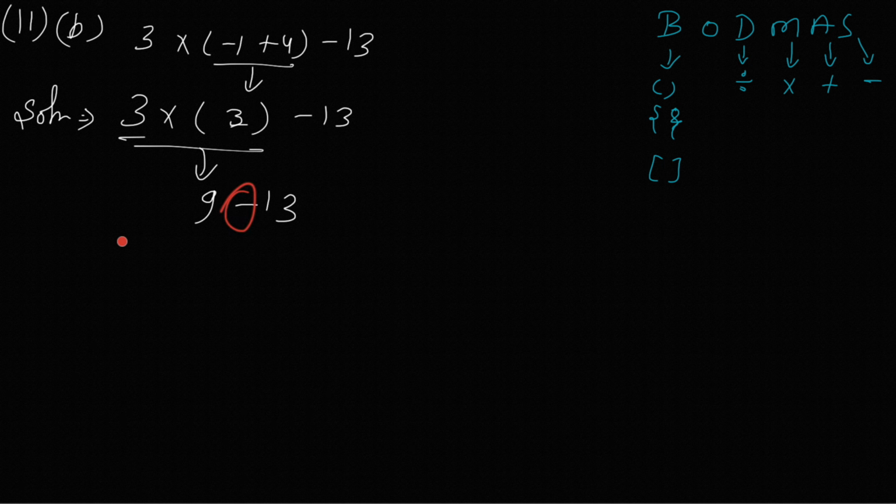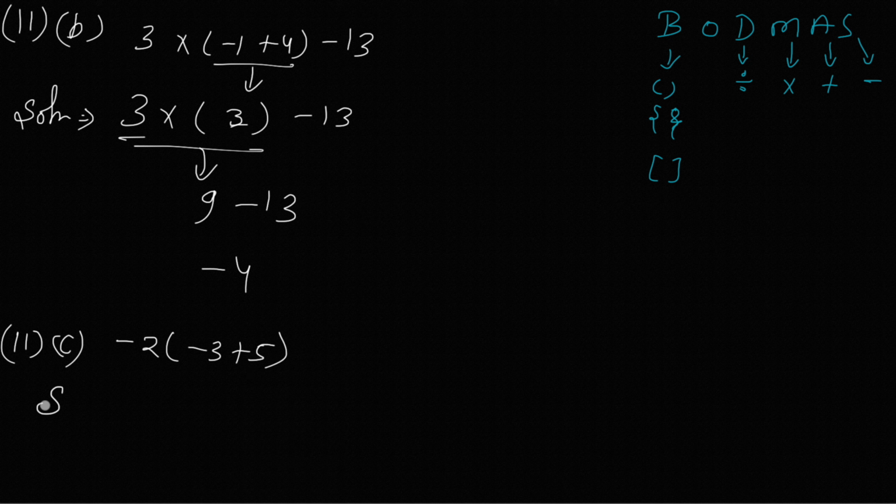Now the only option left is subtraction. So if we are subtracting a bigger number from a smaller number, or you can say a positive number and a negative number, it will give you a negative number. So when you subtract, you will get minus 4. Now 11c. 11c is minus 2 (minus 3 plus 5). So the solution is minus 2, solve whatever is inside the brackets, which is 2. So here it means minus 2 times 2, which is negative 4.